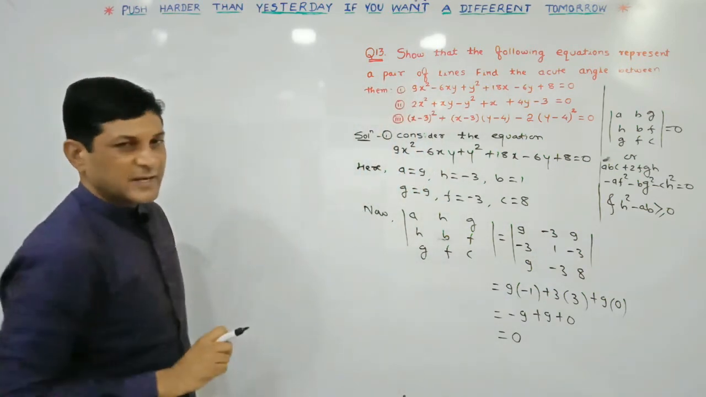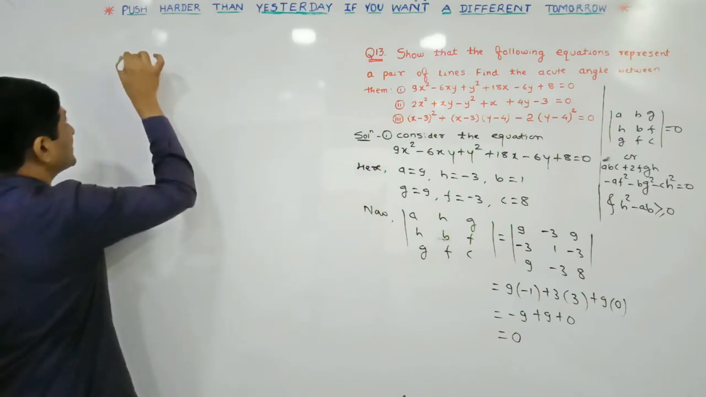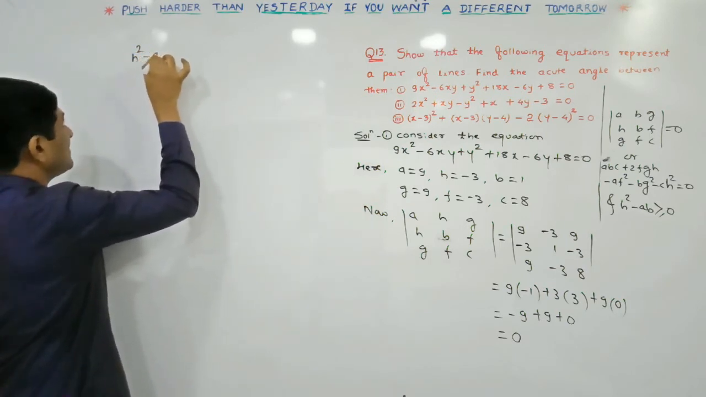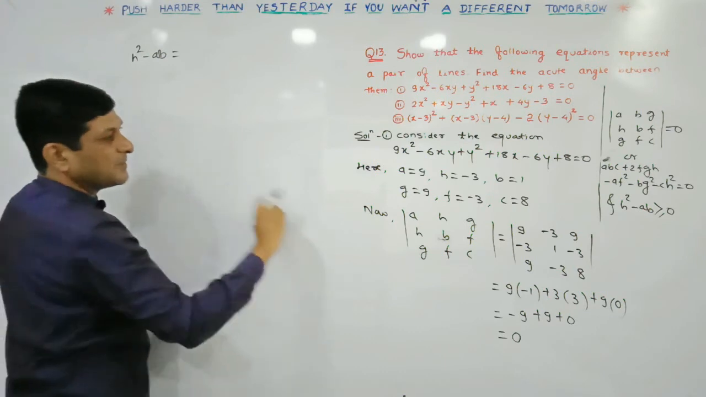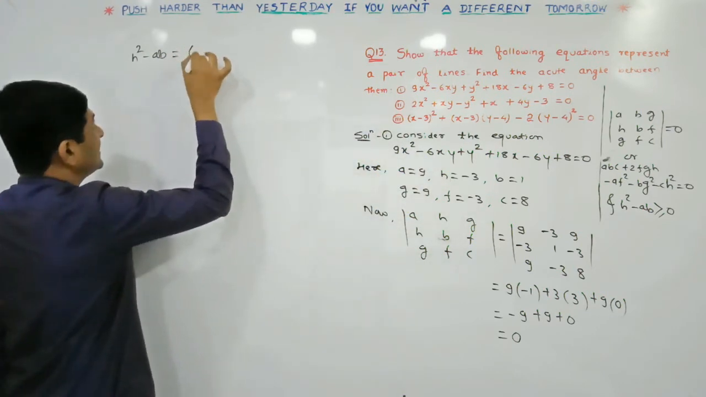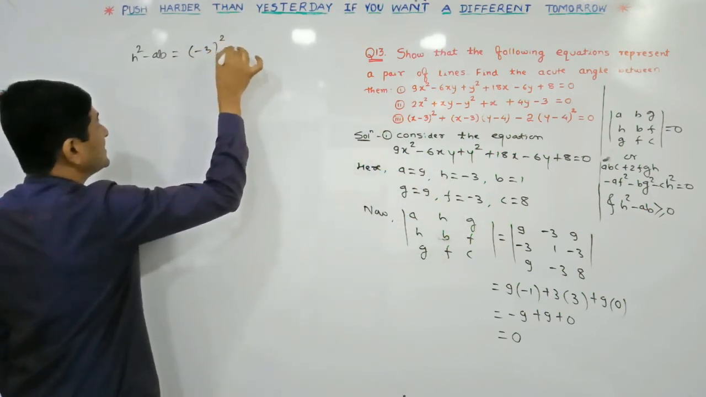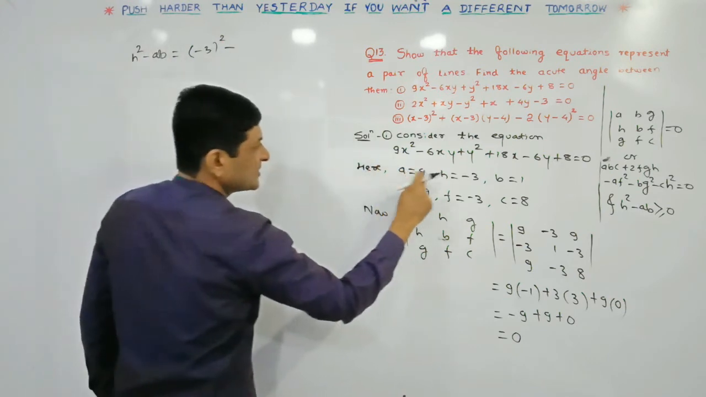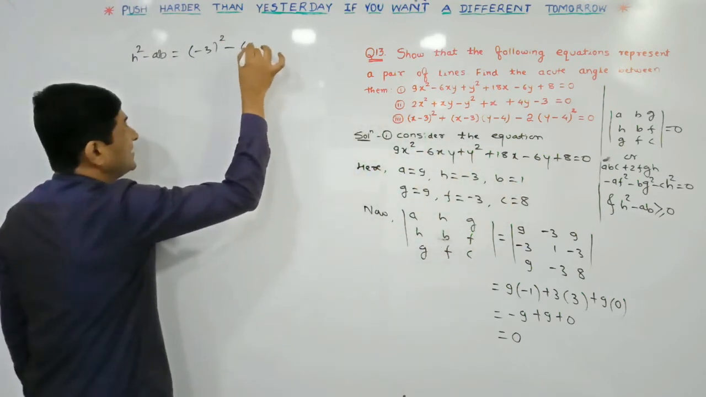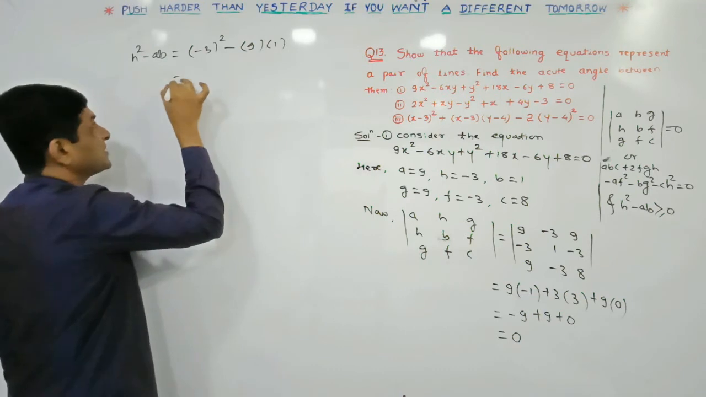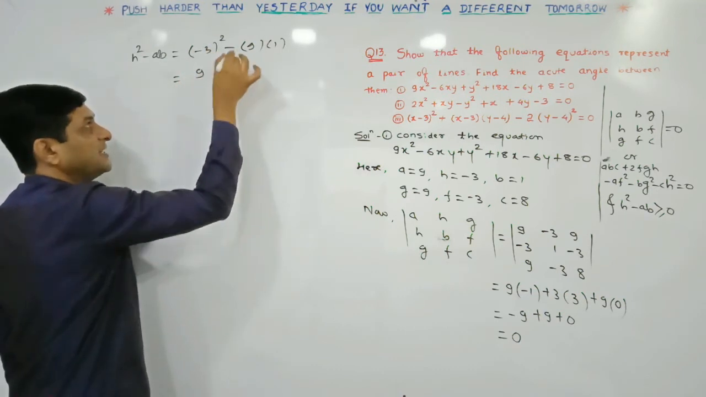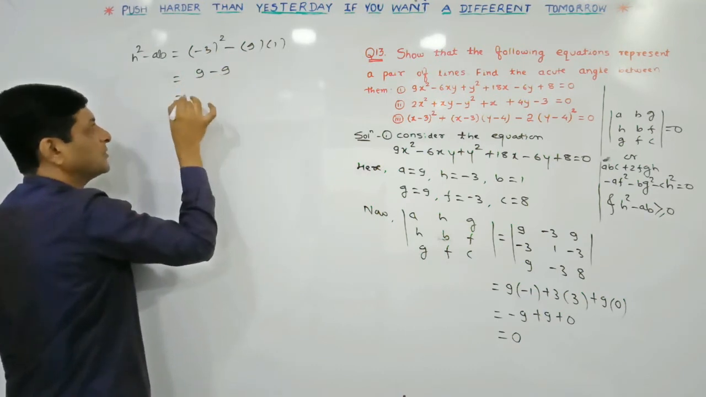Now find out second required value. Which second required value? h square minus ab. So h square minus ab is equal to, replace h by its value minus 3, keep square as it is, minus a into b. a into b means 9 into 1. So square of minus 3 is 9 and here also we will get 9, which is equal to 0.